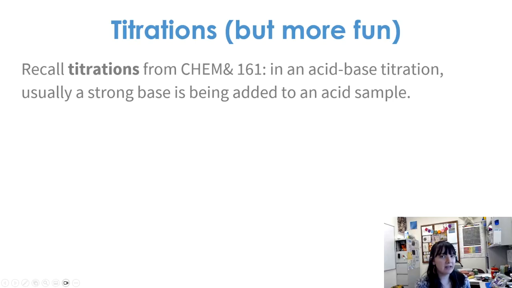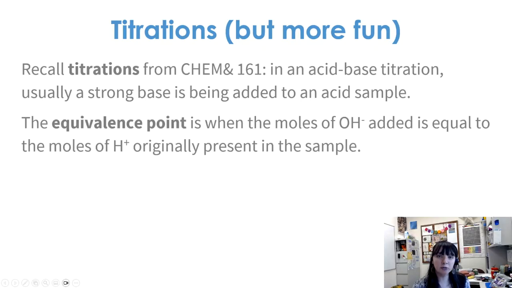Generally speaking, in an acid-base titration, we have some acid sample in our flask, and then we have some strong base being used as the titrant, the stuff that is in the burette. In Chem 161, what you were often trying to do with the titrations was get just the right amount of your titrant added to your acid solution. This was known as the equivalence point.